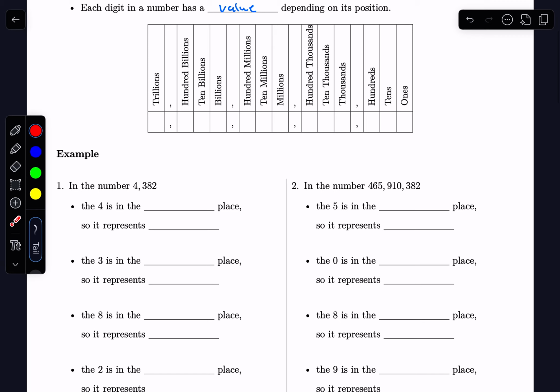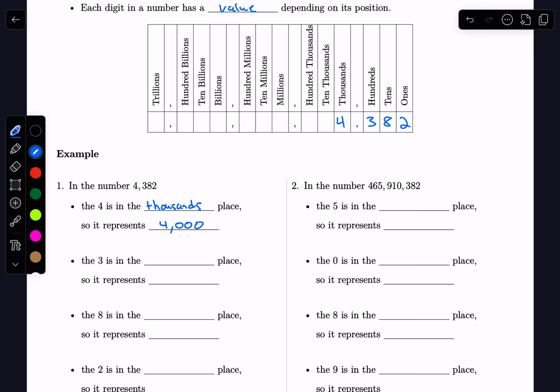We're going to use the chart to help us. It says in the number 4,382, the 4 is in the blank place, so it represents blank. So I'm going to write those 4 digits in my chart. 4382. Now the 4, if we read the chart, is in the thousands position. So over here in my answer, I'm going to say the 4 is in the thousands place. And that means it represents 4 times 1,000, which is 4,000. So the place value tells you what to multiply the digit by. So the thousands place with a 4 is worth 4,000.